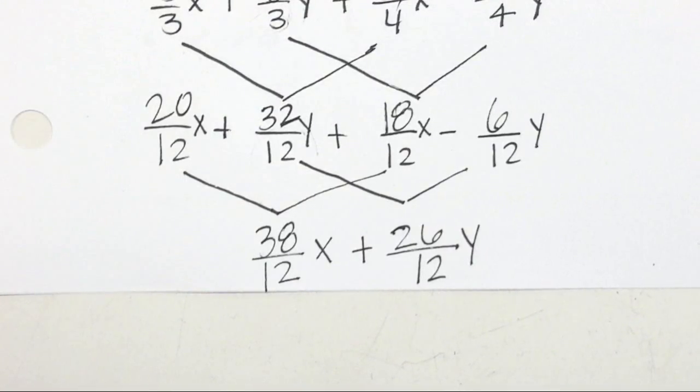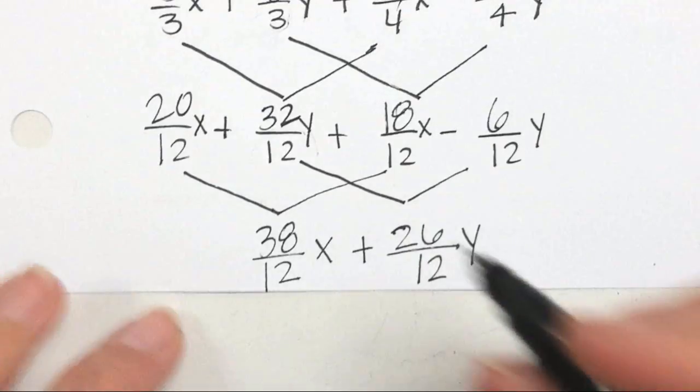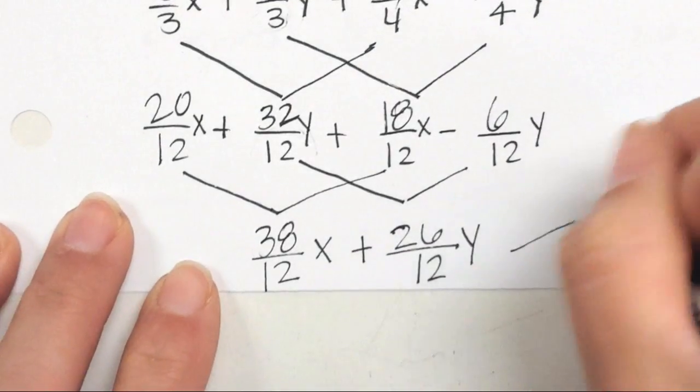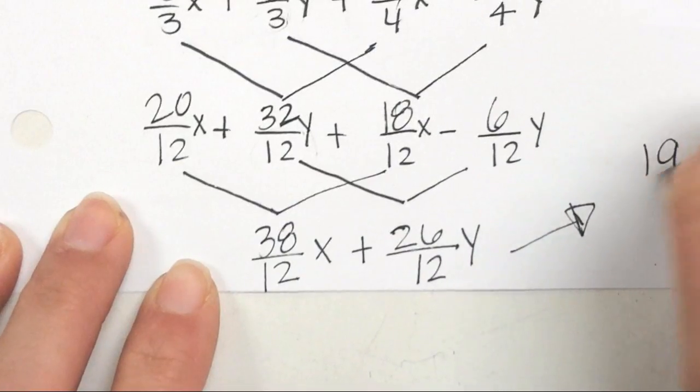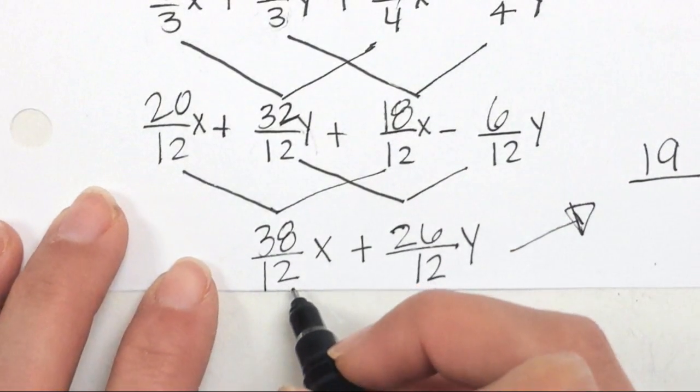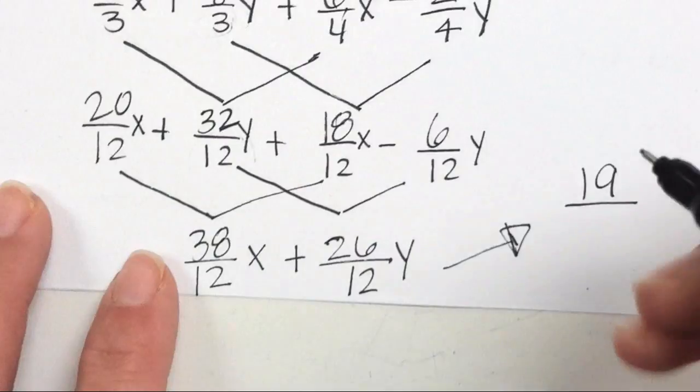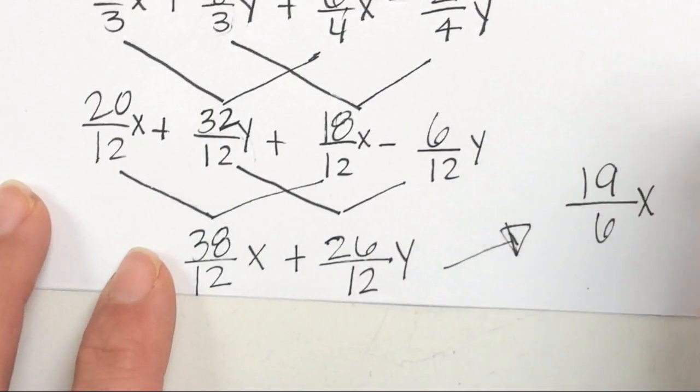4. Can 4 go into 38? So what do they have in common? 2. What's 38 divided by 2? So 19 over, we've got to divide both of them by 2, so 6.